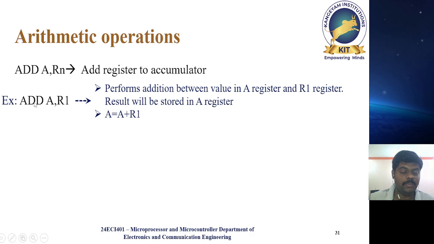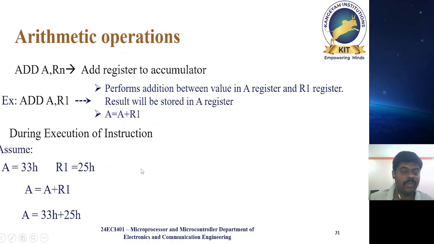So for example, suppose ADD A comma R1. What this instruction will perform is that the value in the A register and the value in the R1 register will be added, and then the result will be stored in the A register itself. That is nothing but A equal to A plus R1. That is what happens with this instruction.